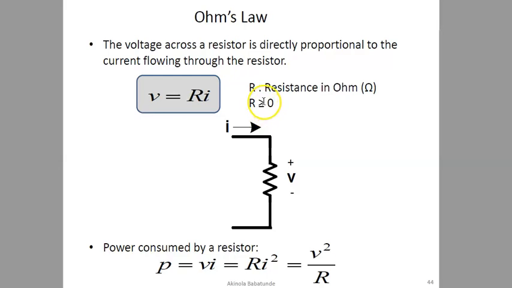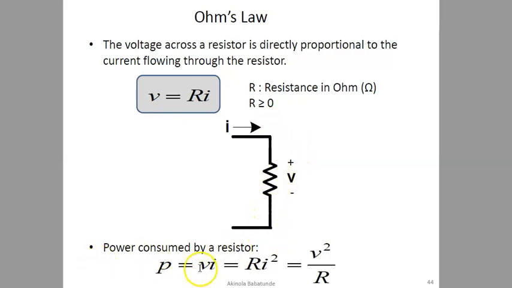R is always greater than or equal to 0. When you look at this simple or basic circuit here, you can see we have a circuit element, which is the resistance, and then we have the voltage with the polarity plus or minus, and then you see the current flowing through the circuit element.